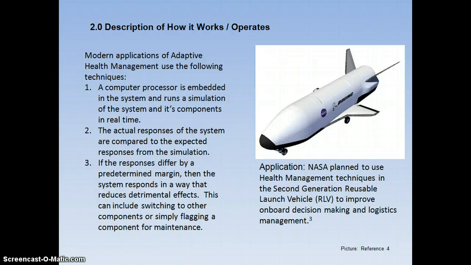There are 3 steps in how health management operates. The first is a computer processor embedded in the system that runs a simulation of the system and its components in real time. The actual responses of the system then are compared to the expected responses of the simulation. And if the responses differ by a predetermined margin, then the system responds in a way that reduces any detrimental effects. This can include, say, switching to other components or simply flagging a component for maintenance.